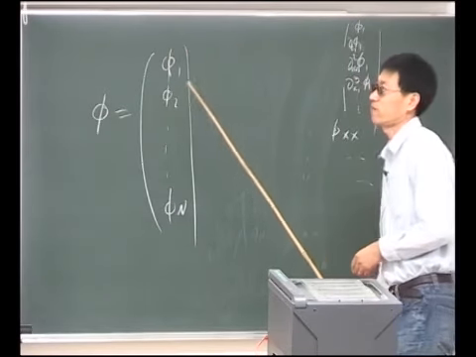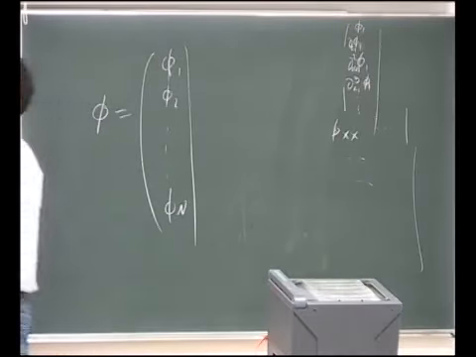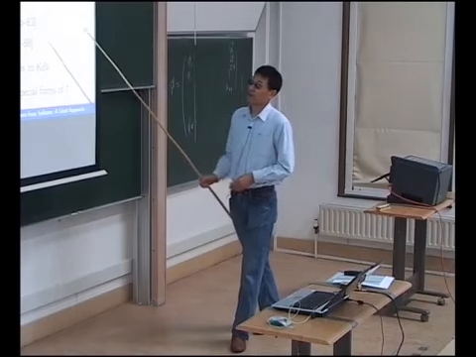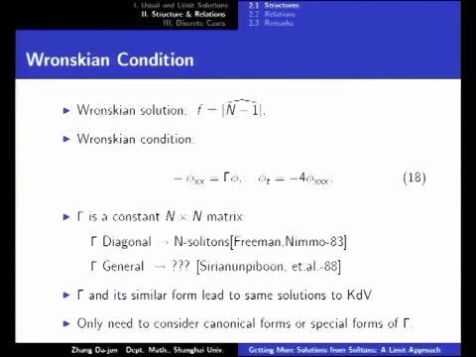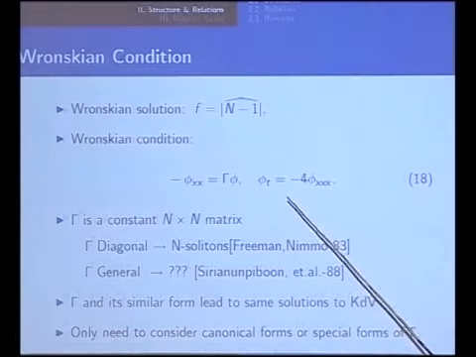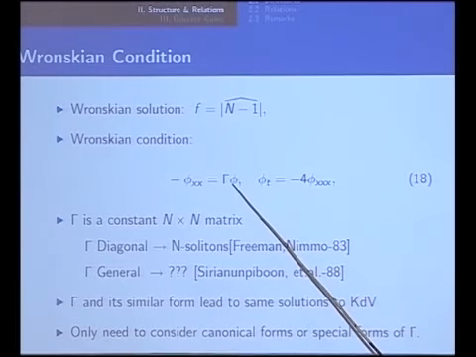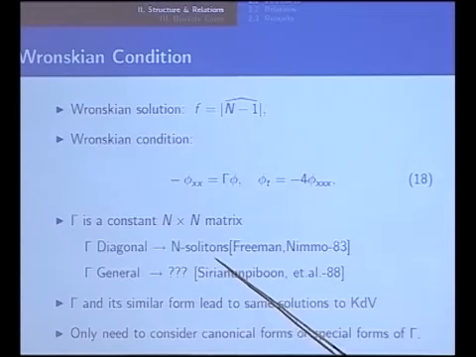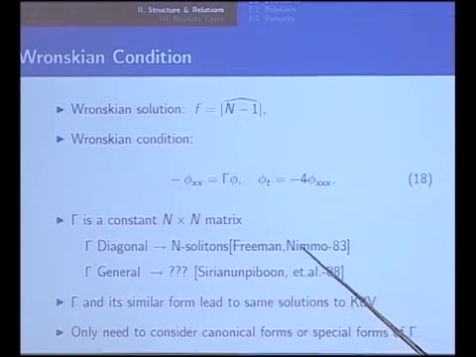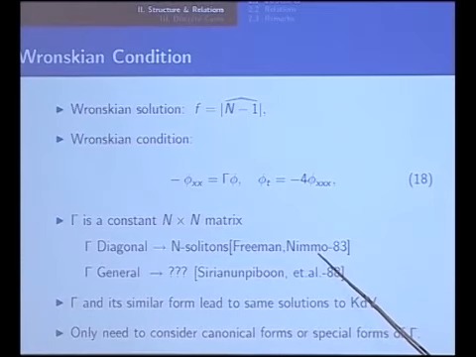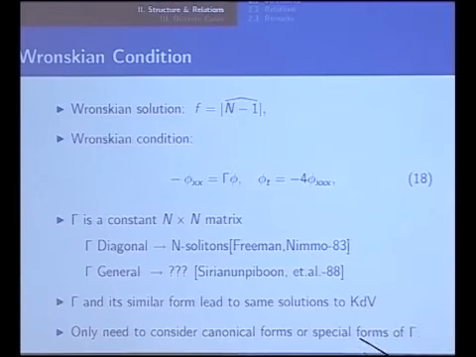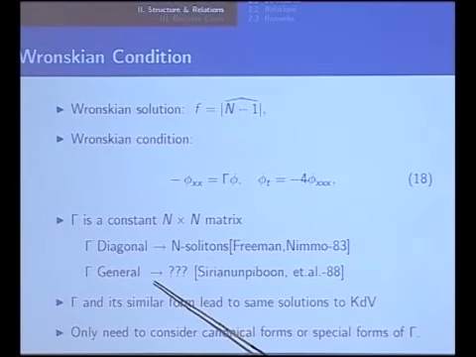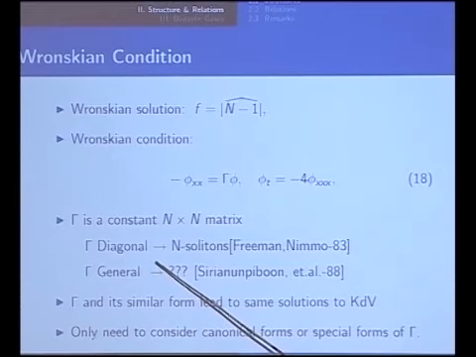So we just consider some general phi, and in fact for this moment we don't know what phi is. We will try to find what phi can satisfy such conditions. Gamma here is a coefficient matrix. If gamma is diagonal, we can get n solitons. This has been proved in the first paper of the Wronski technique by Freeman and Nimmo.